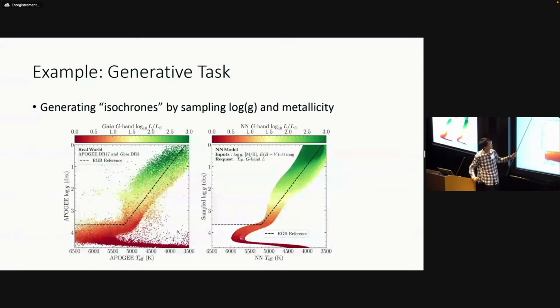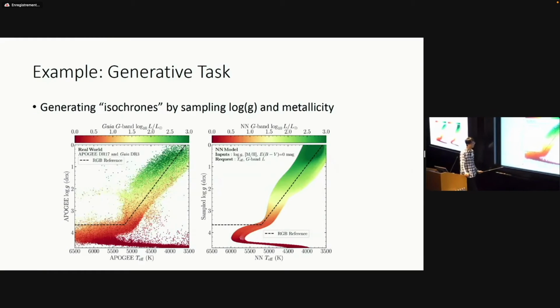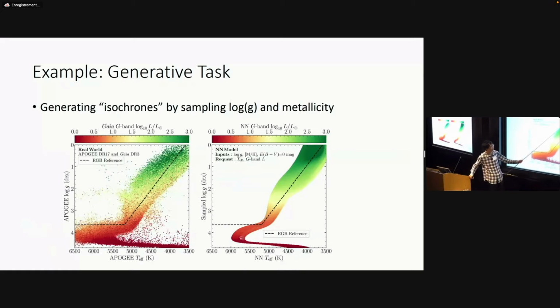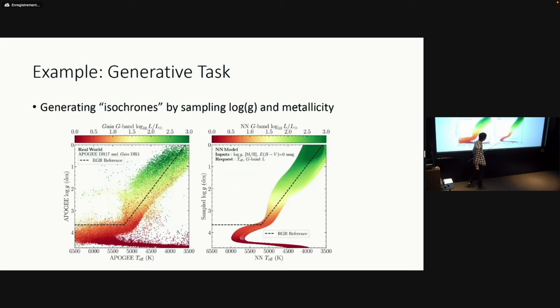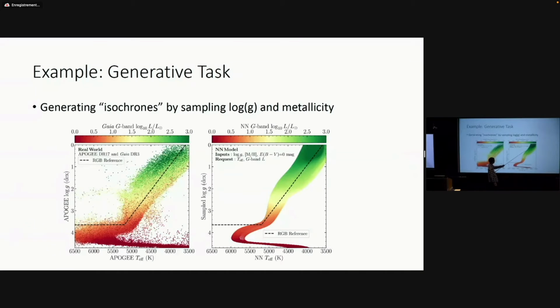And here's another generative task. One fancy thing you can do is generate an isochrone by sampling surface gravity and metallicity. Here is the training data: the y-axis is the surface gravity, the x-axis is the surface temperature, and you can see the red giants and the main sequence. What we do here is that we only give surface gravity, but we request from the model the surface temperature and luminosity. As you can see, our model actually managed to produce roughly the right surface temperature and luminosity to recreate the training sample.